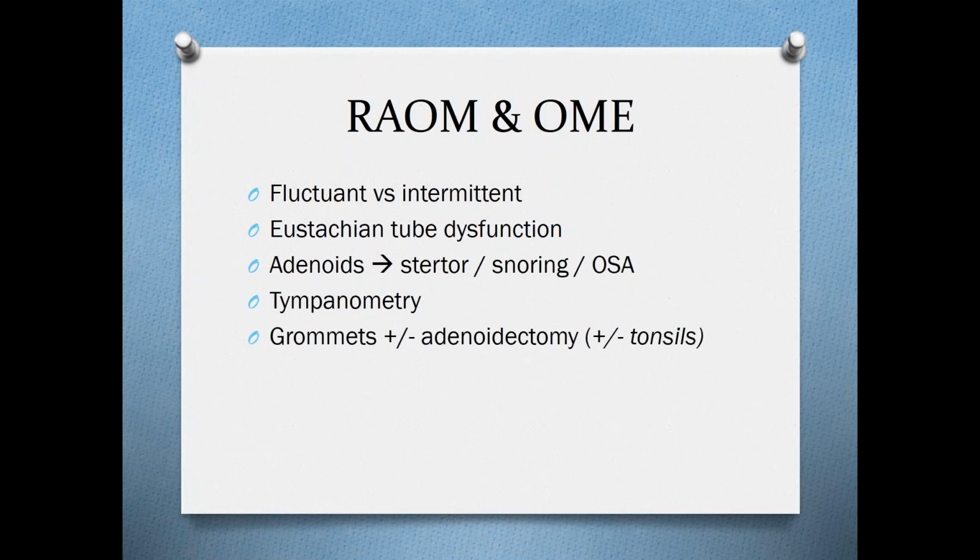And I talk to parents about grommets, with or without adenoids or tonsils. Sorry, Sumit, just before you move on, someone was asking what the stertor is. Stertor is just fancy talk for snoring. It's an abnormal sound. Stridor is at the level of the larynx, voice box and trachea downwards. Stertor is high up, snoring.